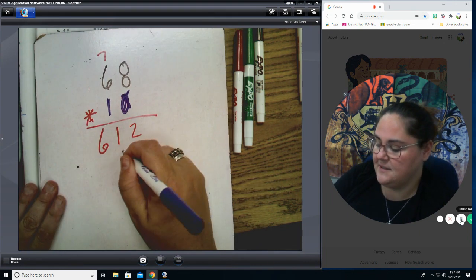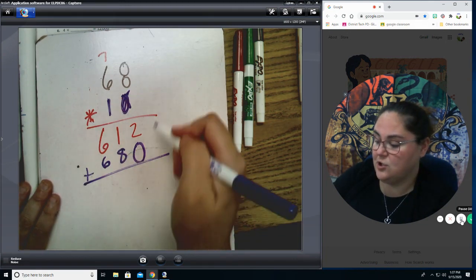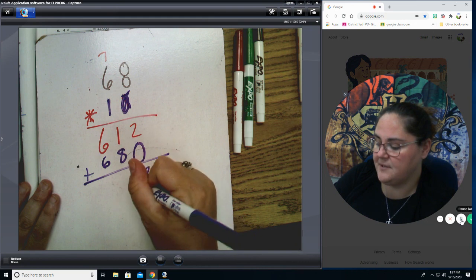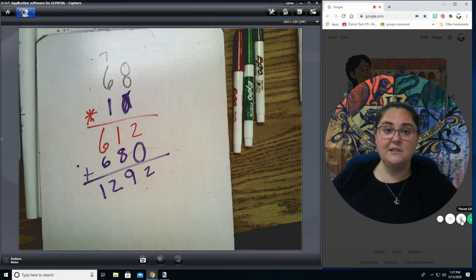1 times 8 is 8. 1 times 6 is 6. And then I get to add. 2 plus 0 is 2. 8 plus 1 is 9. 6 plus 6 is 12. That's how you do this problem.